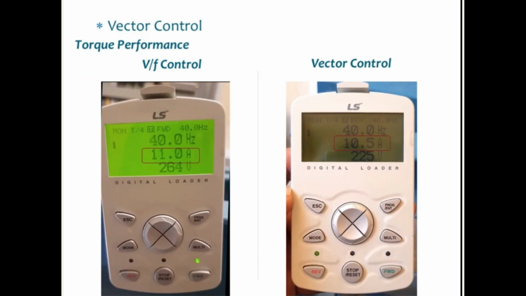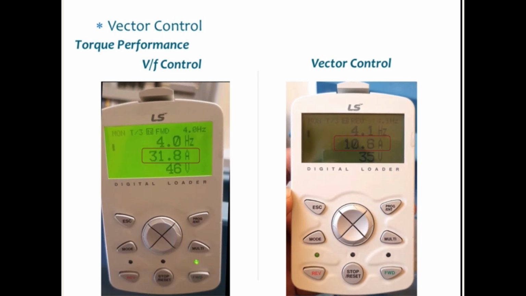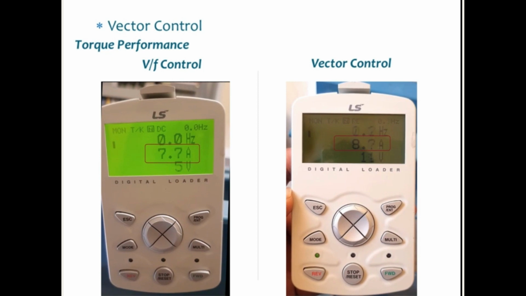Here I am showing on the right side of the screen the vector control demo and on the left side V over F to give a comparison. We will see torque improvement in this video, which can be observed by the current supplied to the motor for V over F method versus vector control. It shows a big difference whether it is in low speed or high speed. Vector control manages very well. In vector control, we are using the motor more efficiently.